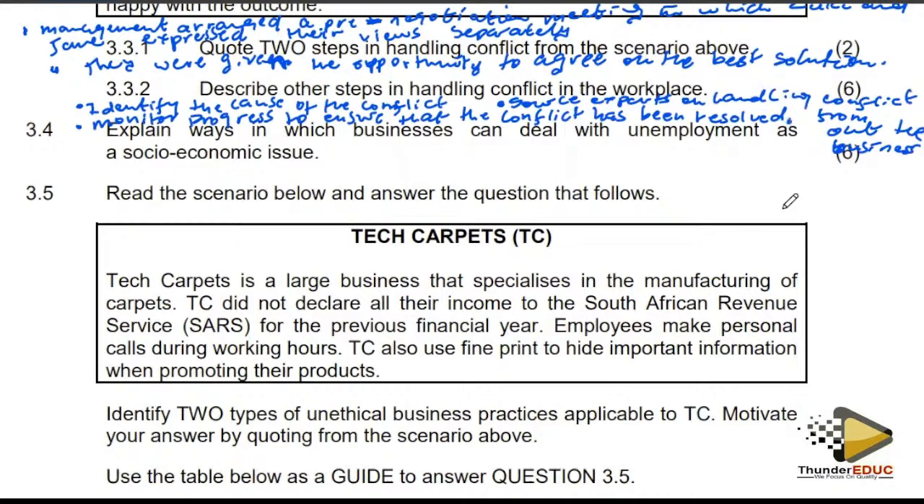Okay, right. So now moving on to 3.4. Explain ways in which businesses can deal with unemployment as a socio-economic issue. So now if you check here, we have 2 marks, meaning that you must come up with 3 points. So now they should provide skills development programs, learnerships, and also offer bursaries out to the community to improve the level of education. They should also create jobs for members of the community where the business is actually operating from.